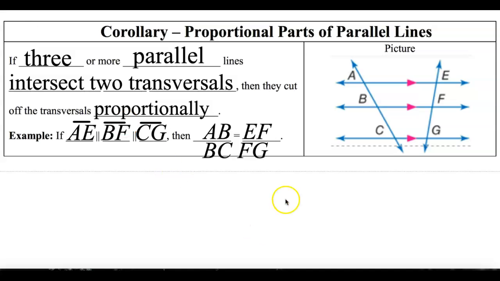Okay, so this next one here, we kind of saw this earlier in the previous chapter, but we do know that if these parallel lines are cut by this transversal here, then these parts on the side are not necessarily going to be congruent, but they will be proportional. So you can set up proportions using this idea as well.